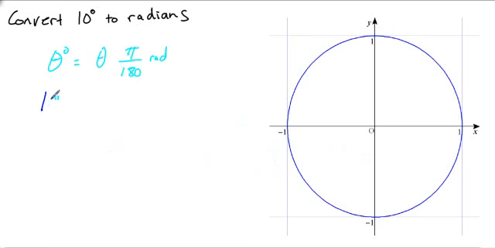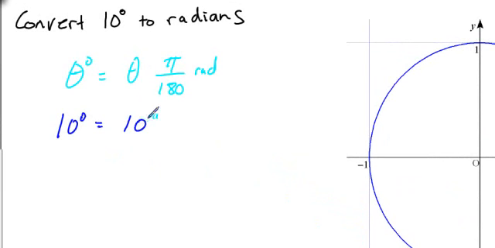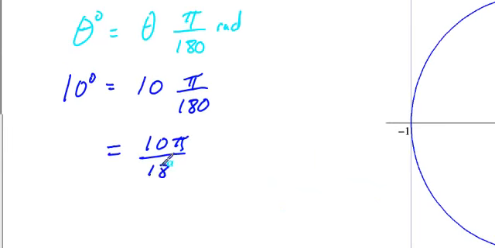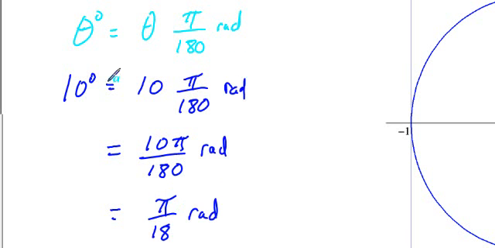To convert 10 degrees into radians, I simply take my degrees, my 10, and multiply it by pi over 180, my conversion fraction. What happens is it ends up being 10 pi over 180, which reduces down to nothing more than pi over 18. And that's my rads, carrying my rads all the way down. So 10 degrees has an equivalent measure of pi over 18 radians.